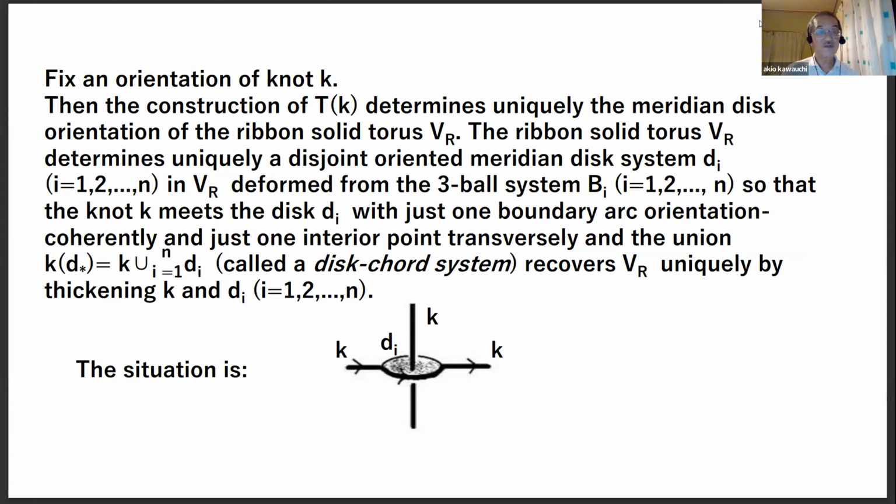The ribbon solid torus VR determines uniquely a disjoint oriented meridian disk system Di in VR, deformed from the 3-ball system, so that the knot K meets the disk Di with just one boundary orientation coherently and just one interior point transversely. The union of K and D star is called the disk code system. We recover VR uniquely by cycling K and Di. The situation is like this picture.